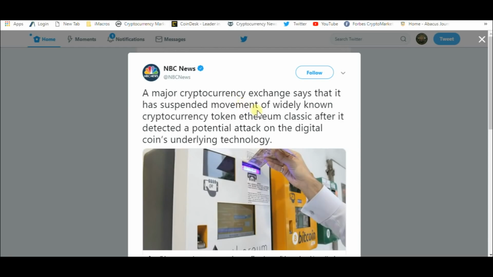And now it's starting to hit the mainstream news. This is NBC News. A major cryptocurrency exchange says that it has suspended movement of widely known cryptocurrency token Ethereum Classic after it detected a potential attack on the digital coin's underlying technology. That is not good, folks. It's really not good for crypto, period, because this could cause a lot of selling to go on. Or this could be a great thing for XRP. This could be the moment that we really get separation from all of these lesser digital assets. There's a reason I keep saying XRP is the greatest digital asset ever created.